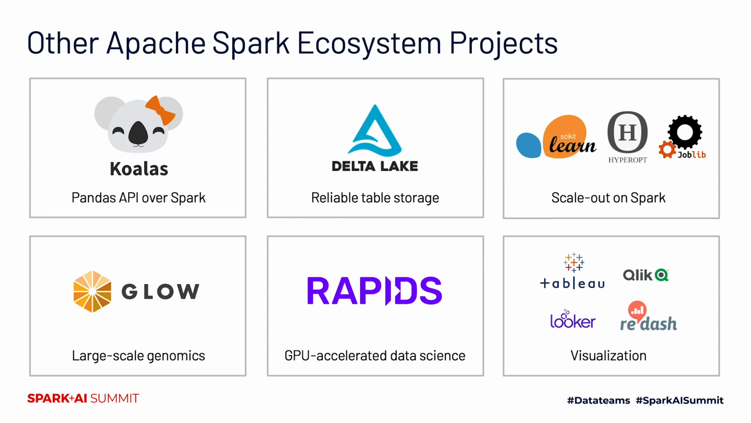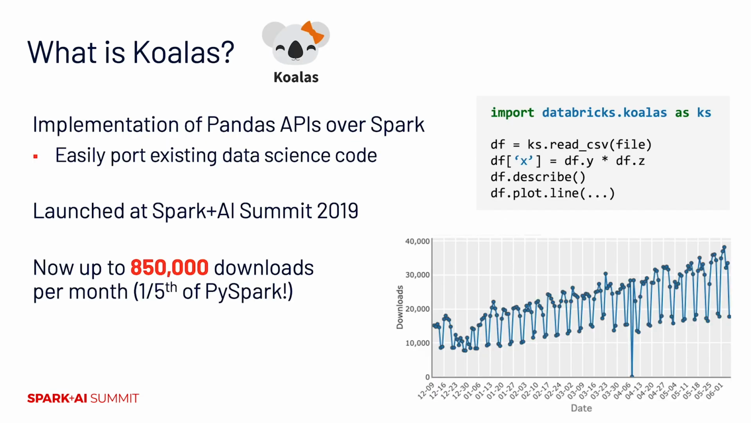So I'll just dive into some of the changes in Koalas specifically. If you're not familiar with Koalas, it's an implementation of the Pandas API over Spark to make it very easy to port data science code in this really popular library. We launched it actually a year ago at Spark AI Summit, and it's already up to 850,000 downloads per month, which is about a fifth the total downloads of PySpark. So we're really excited with how the community has adopted this library.